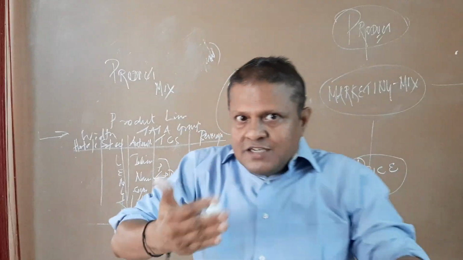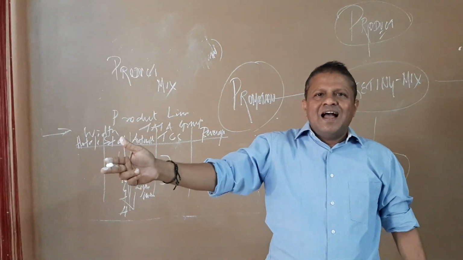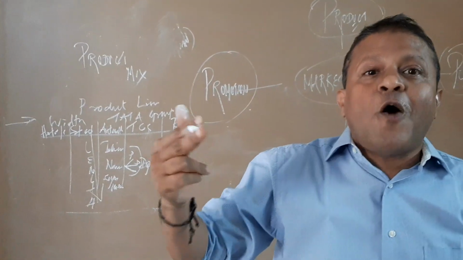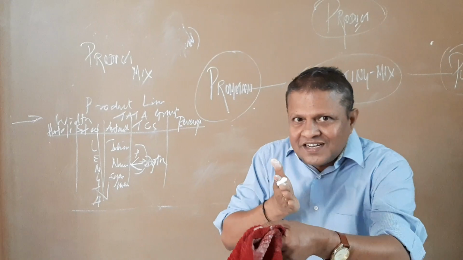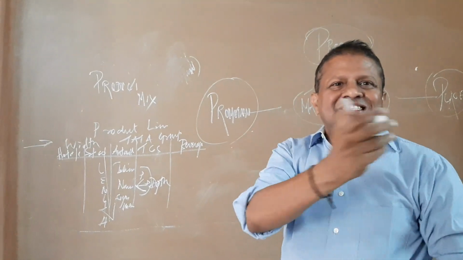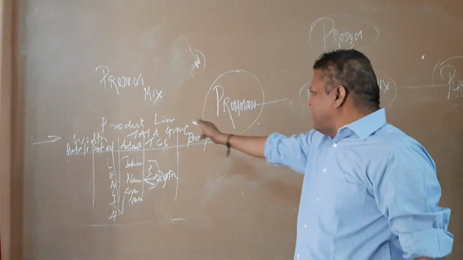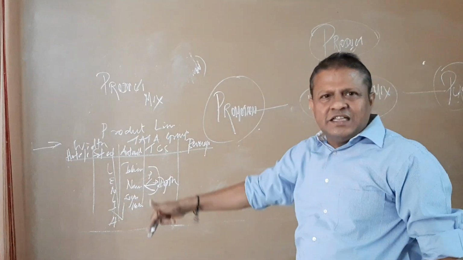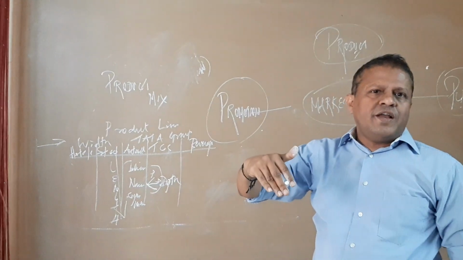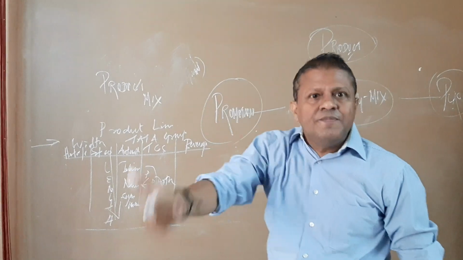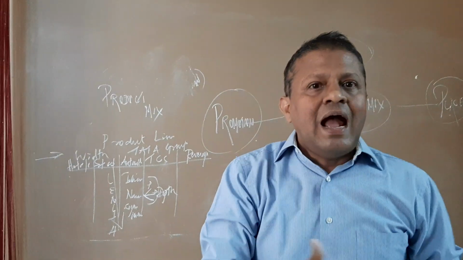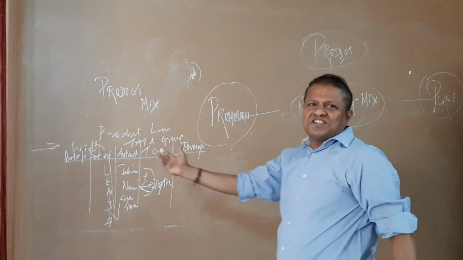For example, there is a connection between steel and automobile, because in the automobile industry, steel is an important component, and therefore there is a connection, and that connectivity is what is called consistency. So width means how many different product lines. Length means under each line how many different products are offered. And then depth means within each product what are the variants that are there. And is there a relationship, that is called consistency.